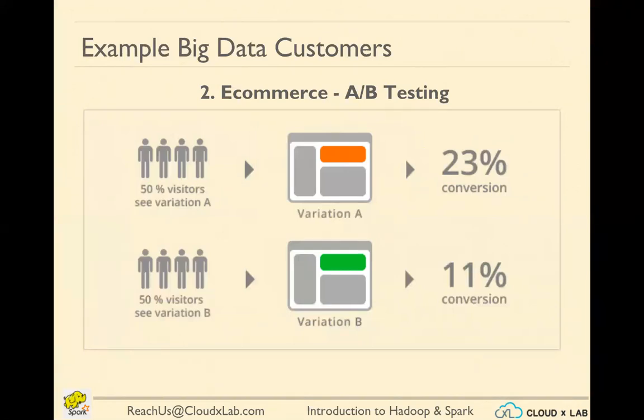Let's say there are 200 visitors. 100 visitors are seeing variation A, the other 100 visitors are seeing variation B, and out of 100 visitors, 23% are buying here, but only 11% are buying here. Therefore, we would go for the red color. There is no doubt about it, provided this data is statistically significant. The more visitors there are, the better this will be.